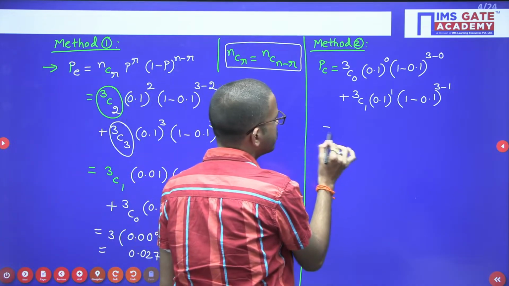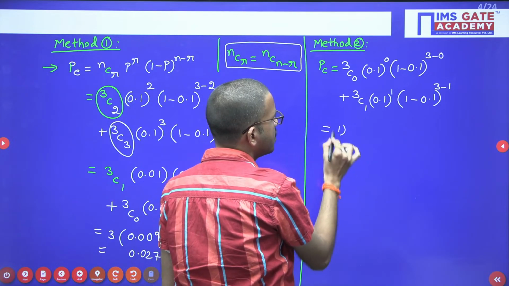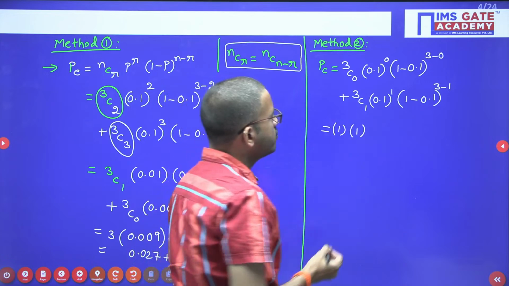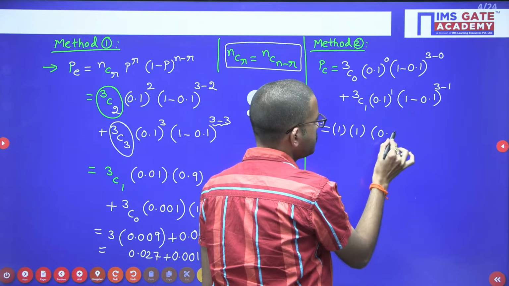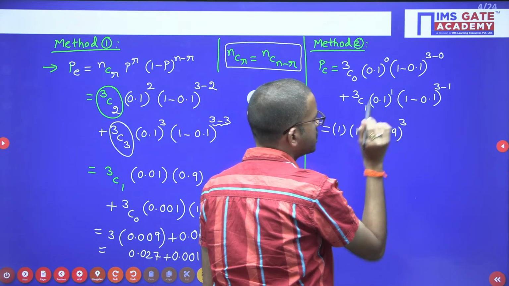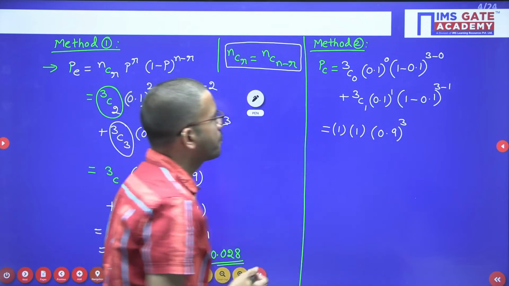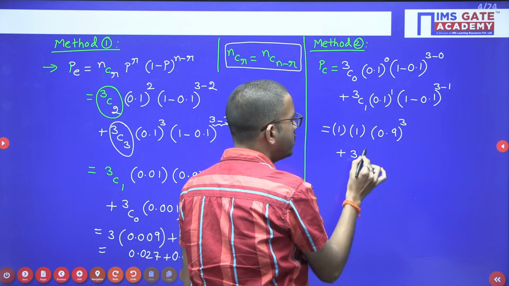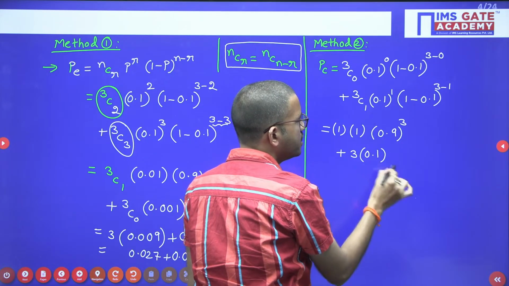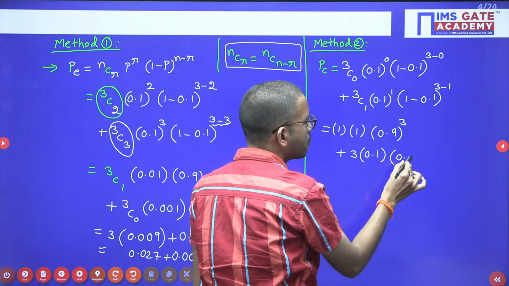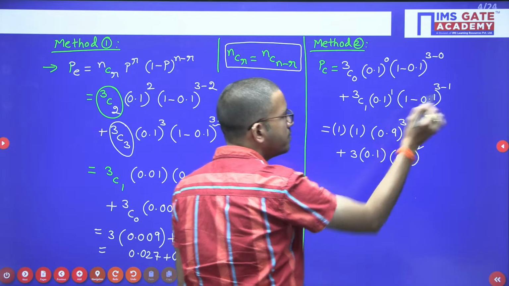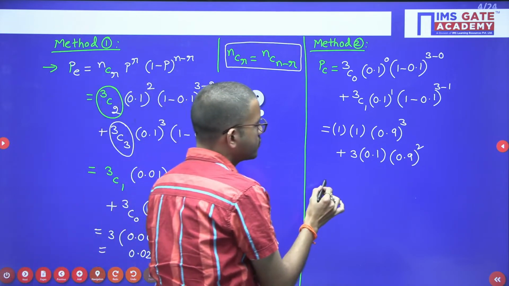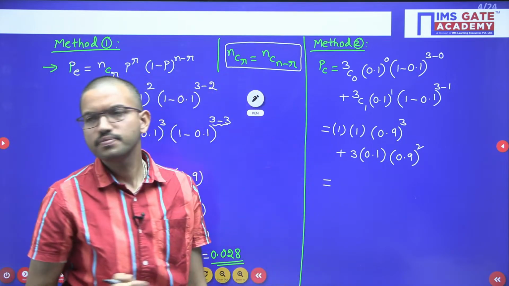Now you can do the simplification. 3C0 is nothing but 1 into 0.1 whole power 0 is 1. Next, 1 minus 0.1 is 0.9 whole power 3, plus 3C1 is nothing but 3 into 0.1 whole power 1 is 0.1 into 1 minus 0.1 is 0.9 whole power 3 minus 1 is nothing but 2. All of you do the simplification of this one. How much are you going to get? Tell me.